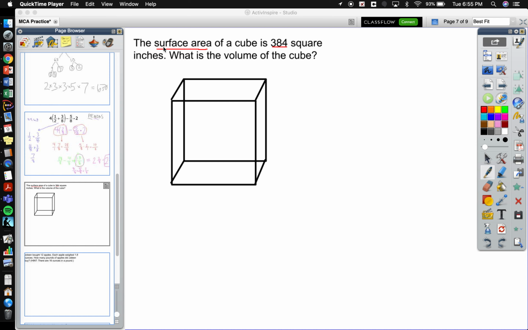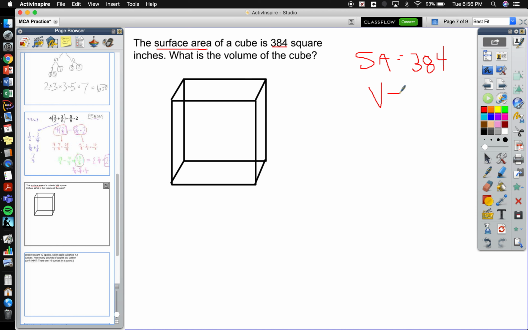So the first one is: the surface area of a cube is 384 square inches. What is the volume of the cube? So we know the surface area. I'm going to write that down: 384, and we want to find the volume. So we're going to have to do some backwards thinking to figure this out.